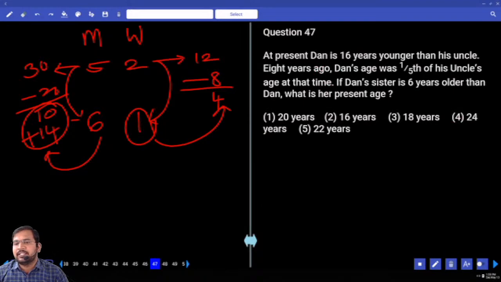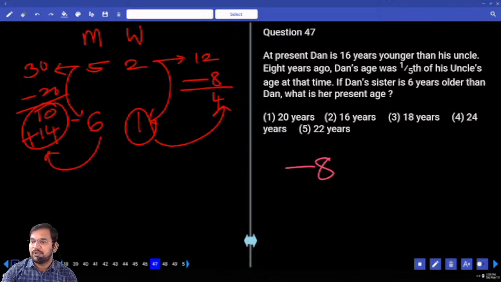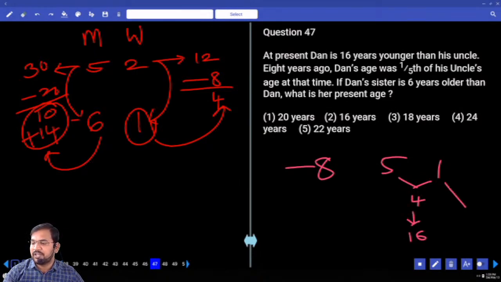At present, Dan is 16 years younger than his uncle. The difference between their ages is 16 years, na? 8 years ago, Dan's age was 1/5 of the uncle's. Uncle is 5 parts, Dan is 1 part. So next, the difference is how much, na? 4 parts is nothing but 16 years, na? Each part is 4 years, na?